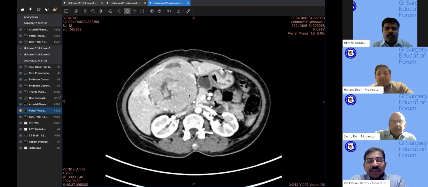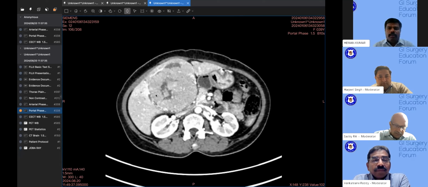You mean to say there's a washout? You said it was isodense with the liver. Coming lower down, it seems somewhat hypodense than the rest of the liver, in the portal phase. Okay. There may be a washout of the contrast from the tumor in the portal phase. It seems so, sir. Okay.